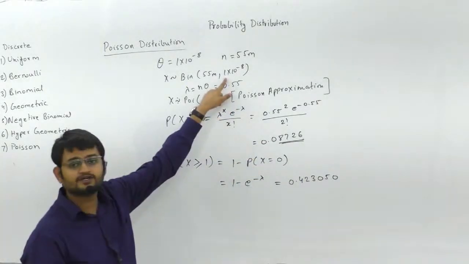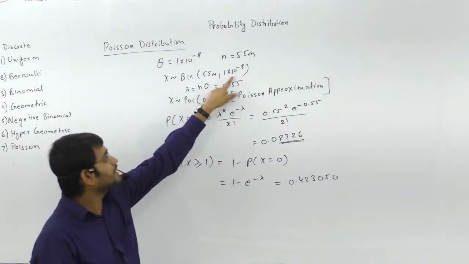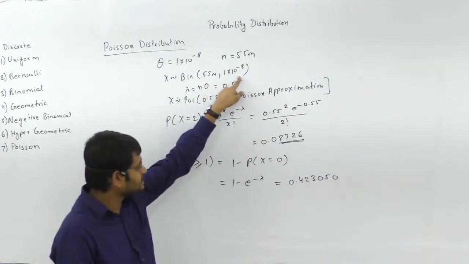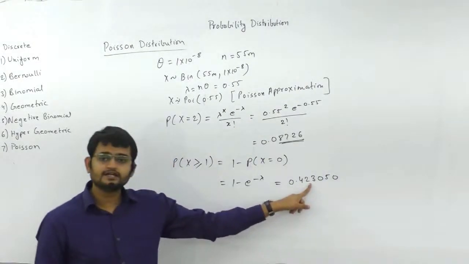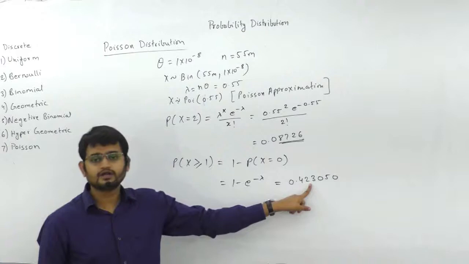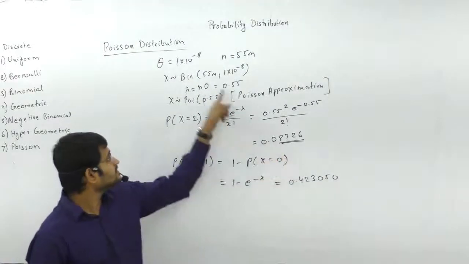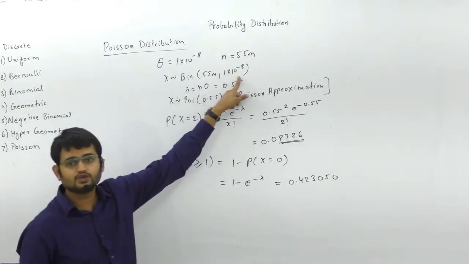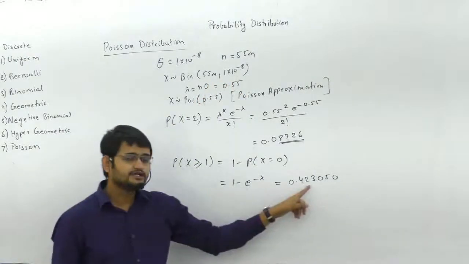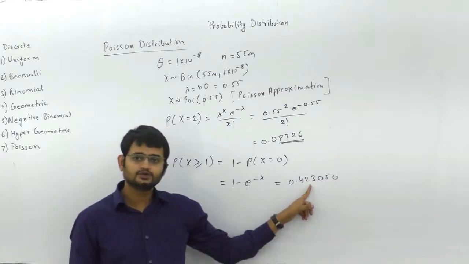Now what does this actually signify? Even if each person dying has a very low probability, 10 raised to minus 8, still there is a 42% chance that at least 1 person is going to die due to a meteorite. Why? Because there are 55 million people. Each is having such a low probability, still there's a big chance that somebody is going to die.